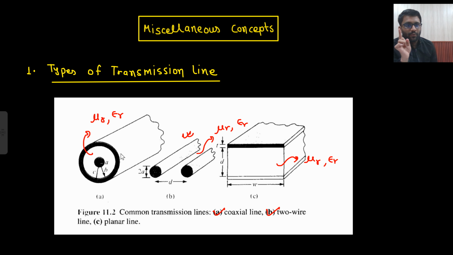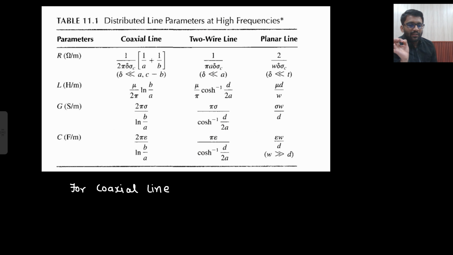From which transmission line? From the coaxial transmission line. What kind of question? So these are the parameters of the coaxial transmission line. These are the parameters of the two-wire transmission line. These are the parameters of the planar line. Like this is the value of R for the coaxial line, this is the value of L, this is the value of G, and this is the value of C for the coaxial line. And all these are parameters for the two-wire line as well and the planar line as well.